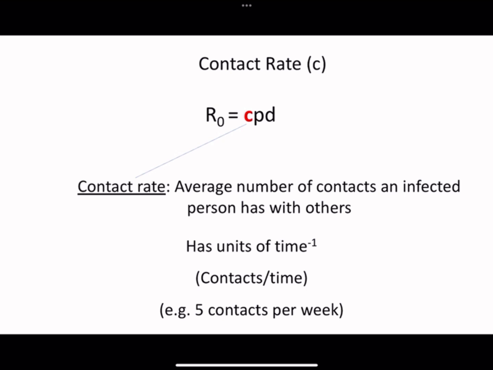Something you have to watch out for here is that C has units of time, and so does D, the duration of contagiousness. Sometimes those are given to you in different units, like C might be in contacts per week, and D might be in days, or something like that. So that's one thing you have to watch out for.